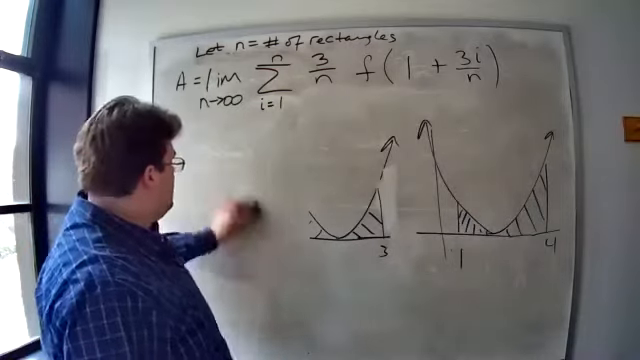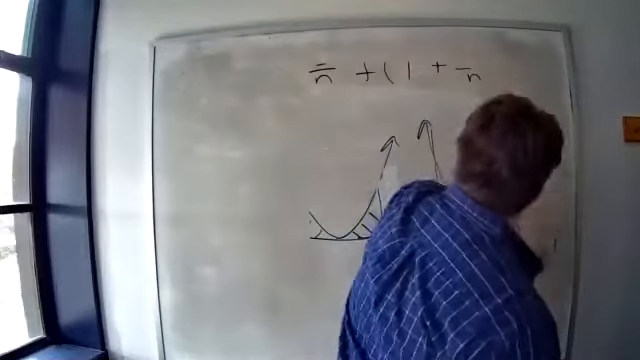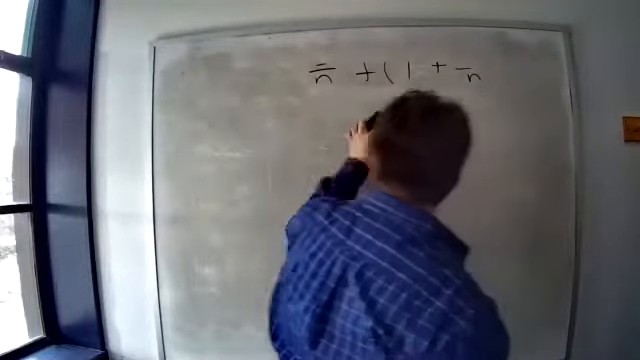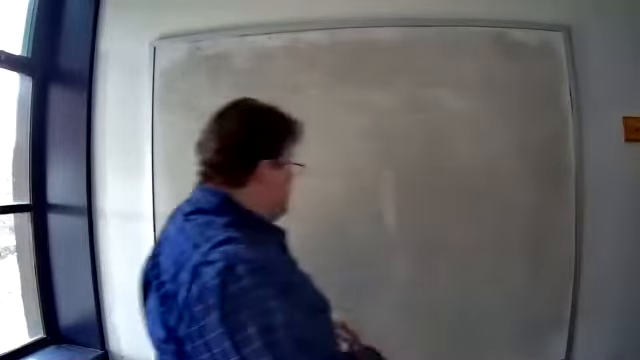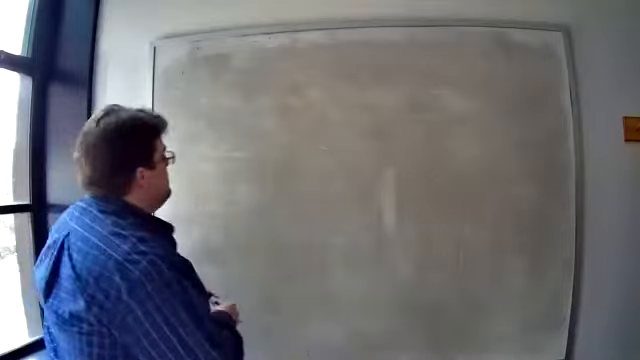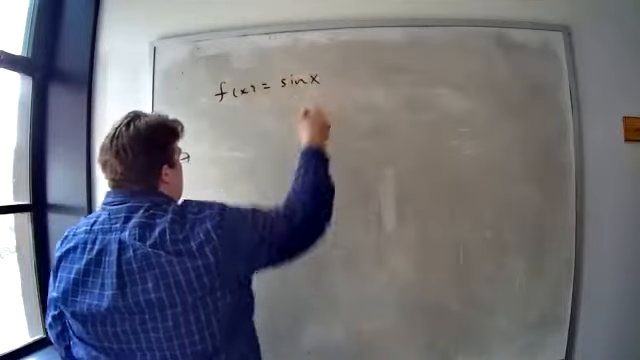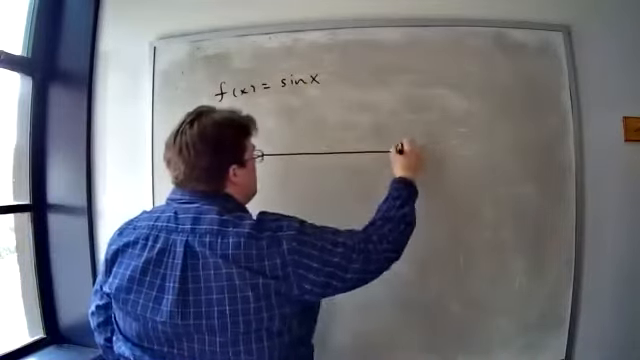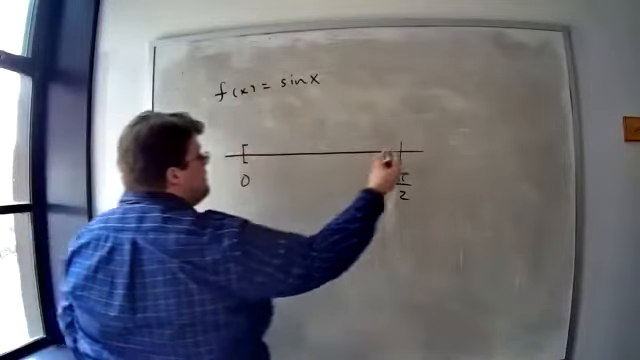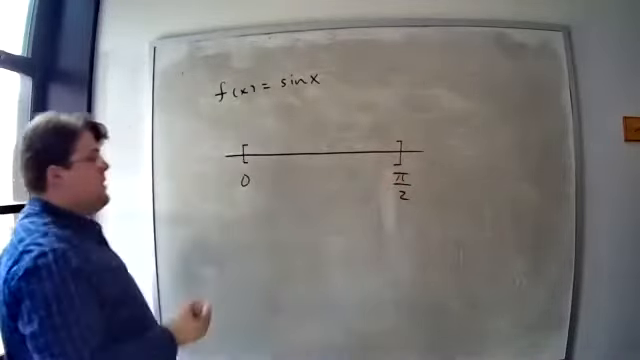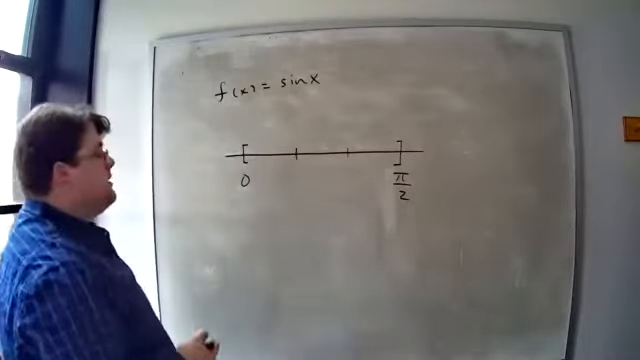But let's next go to number 2 on this worksheet, which says approximate the area between sine x and the x-axis on the interval 0 to pi over 2 using 3 rectangles. So, well, we have sine x. We're looking at the interval 0 to pi over 2. And we want to use 3 rectangles. So we're again going to divide this up. This time we're dividing it into 3 pieces.